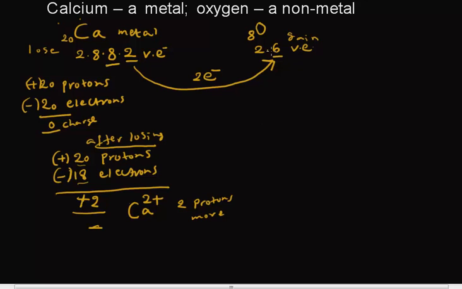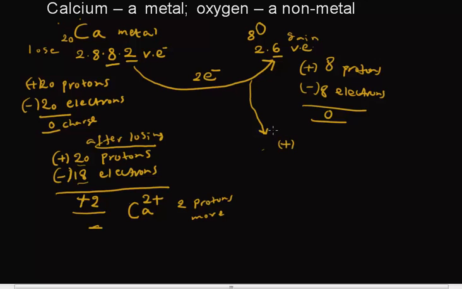Let's do the same with oxygen. Originally on an oxygen atom there are 8 protons, which means 8 positive charges, and 8 electrons, which means the total charge on the oxygen atom is 0, right? That's on a neutral atom. Now what is the charge on oxygen, or the oxide ion, after it gained 2 electrons? The proton number doesn't change.